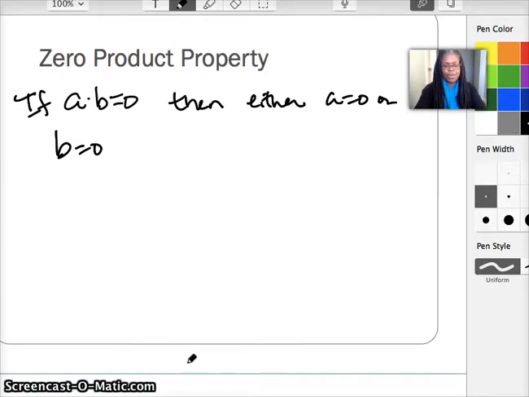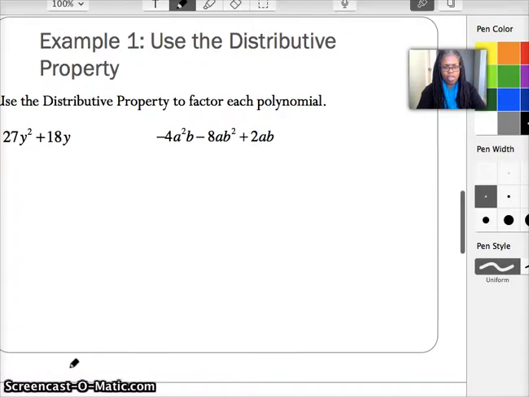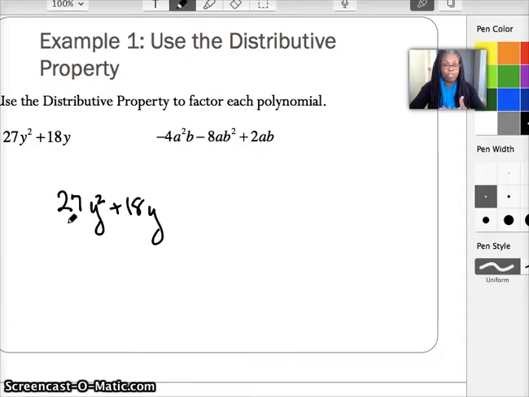All right. So let's go ahead and take a look at some examples. Let me make sure you guys can see all that we're doing. It says use the distributive property to factor each polynomial. And here's the polynomial. And in a way, we're using the anti-distributive property. We're doing the opposite. So if we think about the last section that we had, we were talking about finding common factors, finding greatest common factors. That's exactly what we're going to do right now.